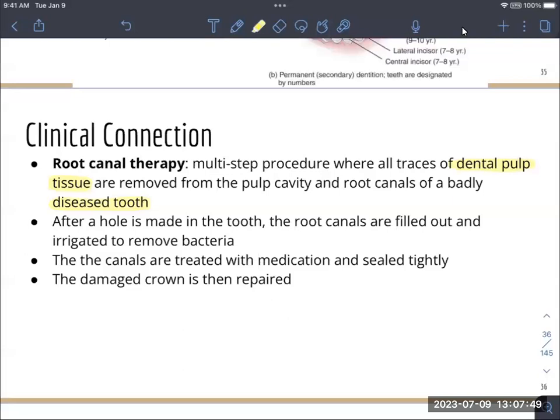They're going to clean out that tooth. And then they're going to seal it. They treat it with medication, they seal it, and then eventually they put a crown on, depending on how damaged the top of the tooth is. If the top of the tooth is not damaged, they may not put a crown on. It all just depends on what that tooth is like.